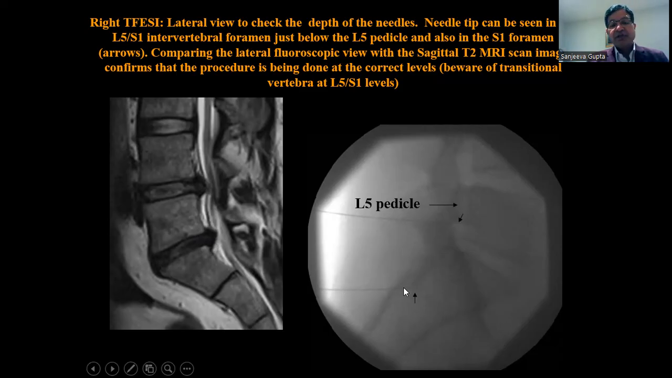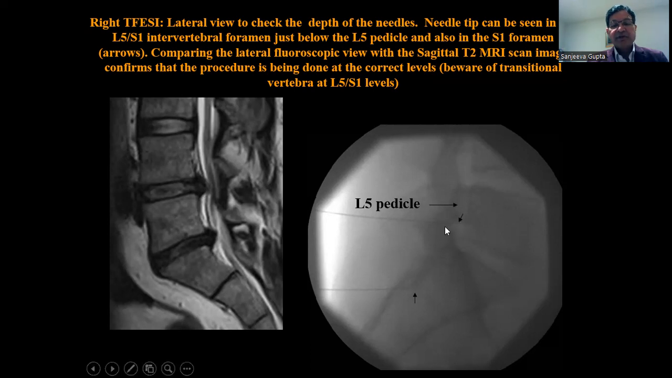So you can see here I'm trying to do a S1 root block and a L5-S1 transforaminal epidural, and here I can see that that's the S1. You can see that, and that is the S1. So my level is correct, and that is the L5 vertebral body. So I'm doing a subpedicular technique here for L5-S1 transforaminal. And in this case, the drug is going to go like this.